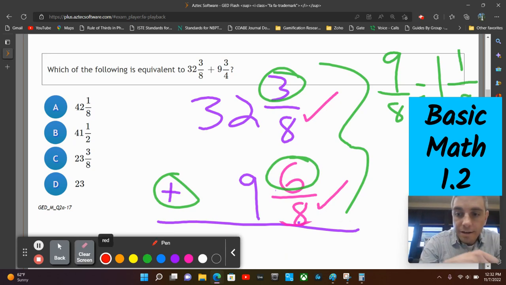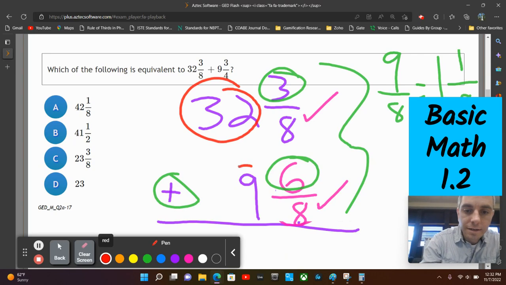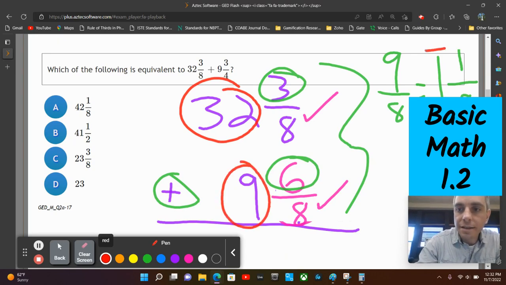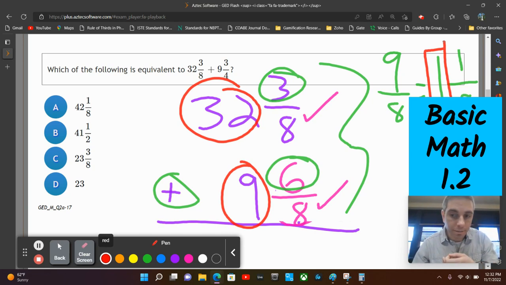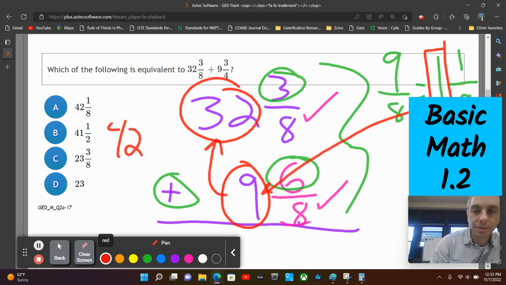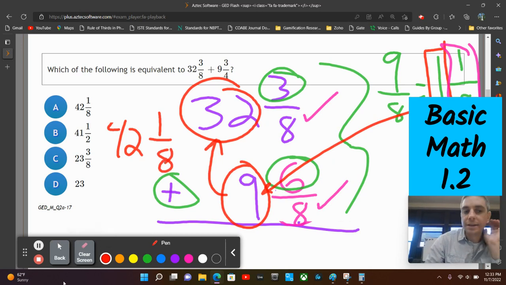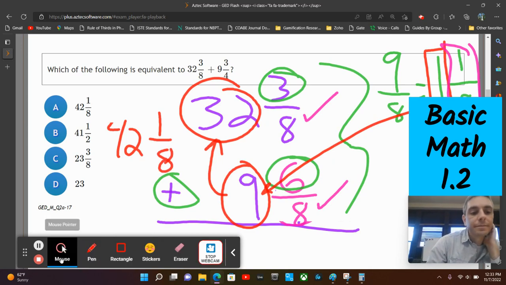And now focus on the whole number components, the 32, the 9, and this 1 over here. We need to add those numbers together now as my whole number, and 1/8 as the fraction part of it, which matches to answer choice A.